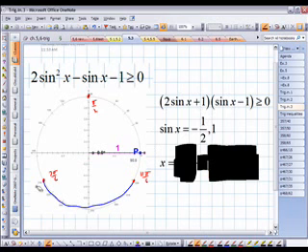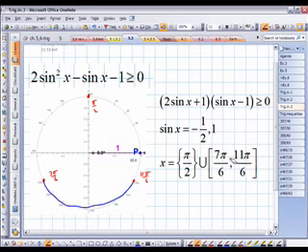And so down in here, the first factor will be negative, the second factor will be negative, so together you get positive. And so what we have is 2 parts to our solution. We have just the solution pi over 2, and in addition to that, we have this section here from 7 pi over 6 to 11 pi over 6, including the endpoints.